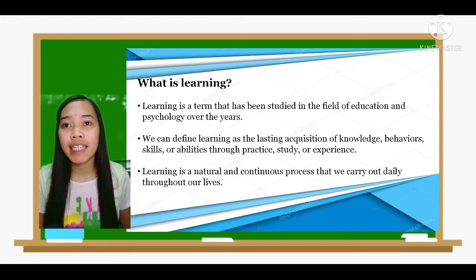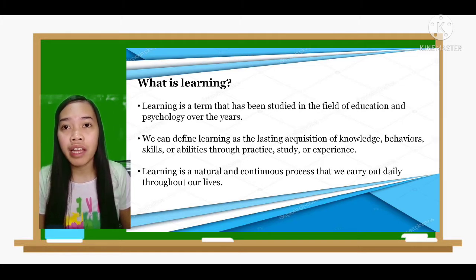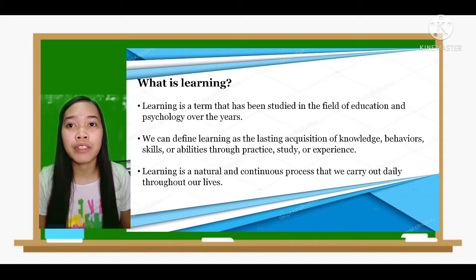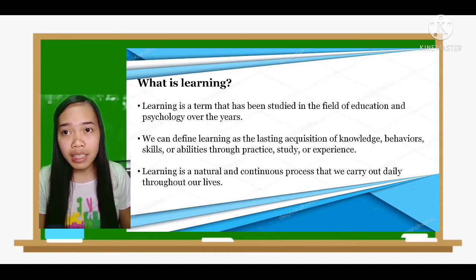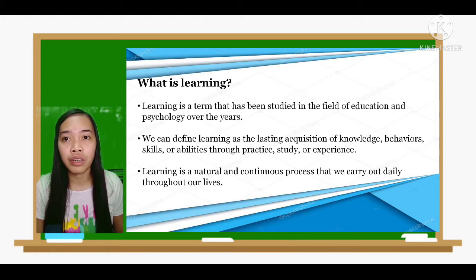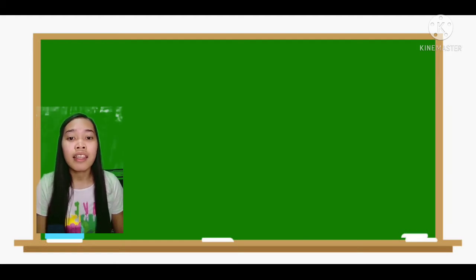Learning is a term that has been studied in the field of education and psychology over the years. Following these studies, different theories related to human learning and the various ways in which the brain learns have emerged. Still, before continuing, we must define the meaning of the learning concept. We can define learning as the lasting acquisition of knowledge, behaviors, skills, or abilities through practice, study, or experience. In the same way, learning is a natural and continuous process that we carry out daily throughout our lives. There are several types of learning, including meaningful learning, based on the theory of meaningful learning by American psychologist David Ausubel.